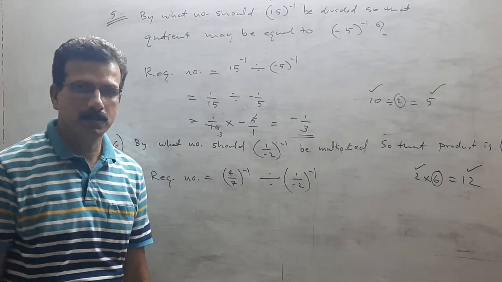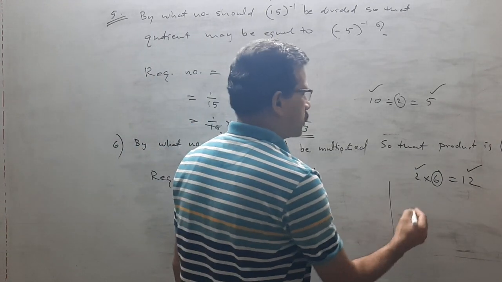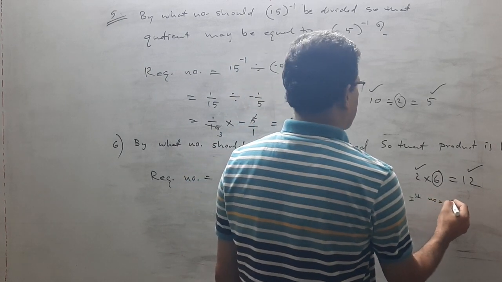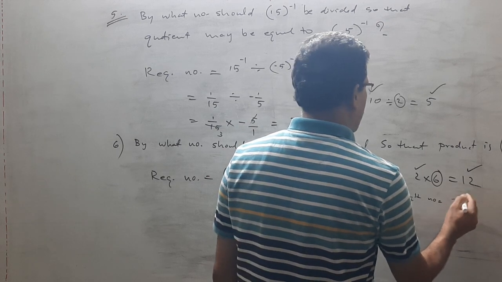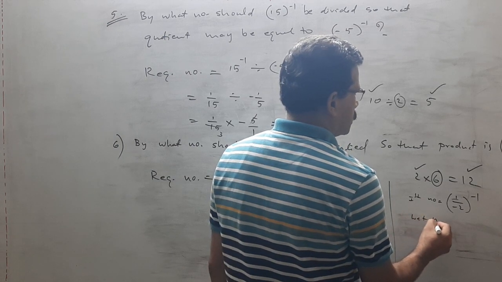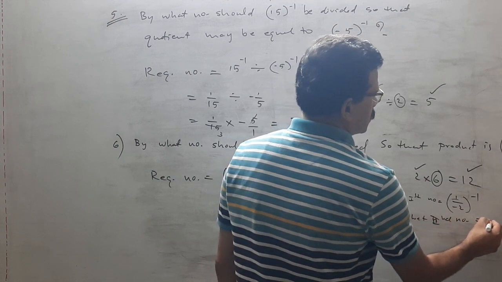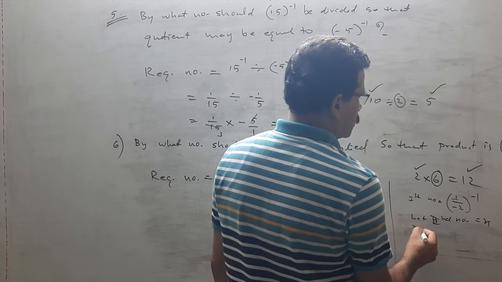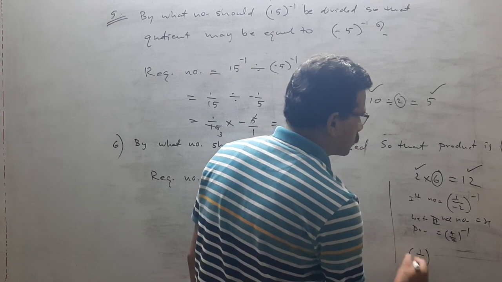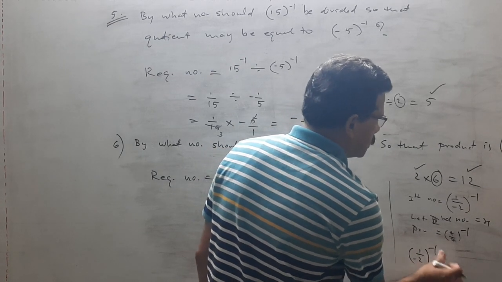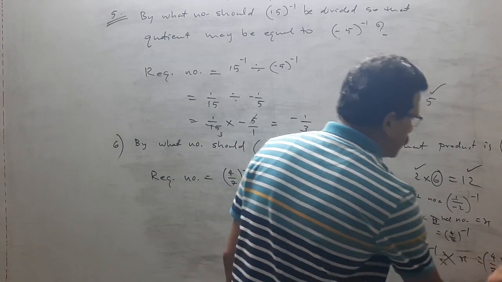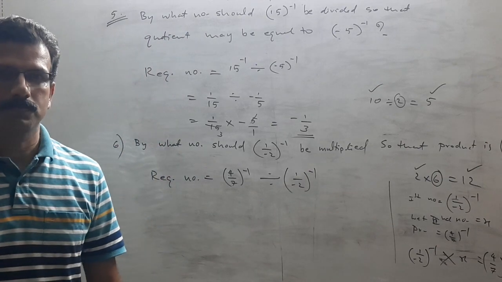I hope you are understanding. Children, if you want, in lower classes you may be writing like this. First number equal to minus 1 upon minus 2 to the power minus 1. Then let the second number be x. Now we will write product equal to 4 by 7 to the power minus 1. Now 1 upon minus 2 to the power minus 1, into x, equal to 4 by minus 7 to the power minus 1. Therefore x equal to etc etc.